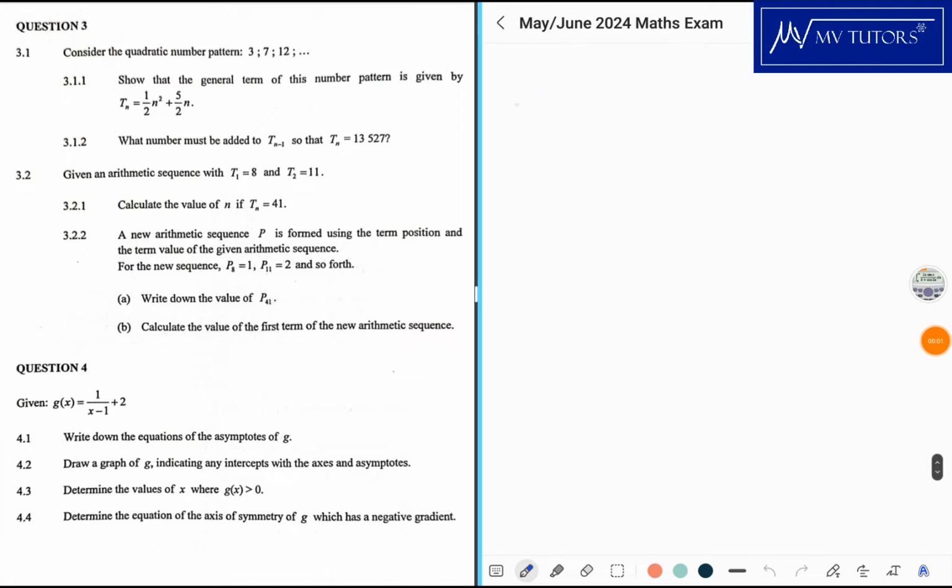Question 3. We're still at the sequences and series, and now we have a quadratic pattern. All right. We have 3, 7, 12. Okay. And it says in 3.1.1, show that the general term of this number pattern is given by that formula. All right, so let's go ahead and get the first difference. So we're going to get 4 here and 5. Then we have 1. Normally in a quadratic pattern, they give you 4 terms, but I guess they've told us that it's a quadratic pattern, so we can just determine that.